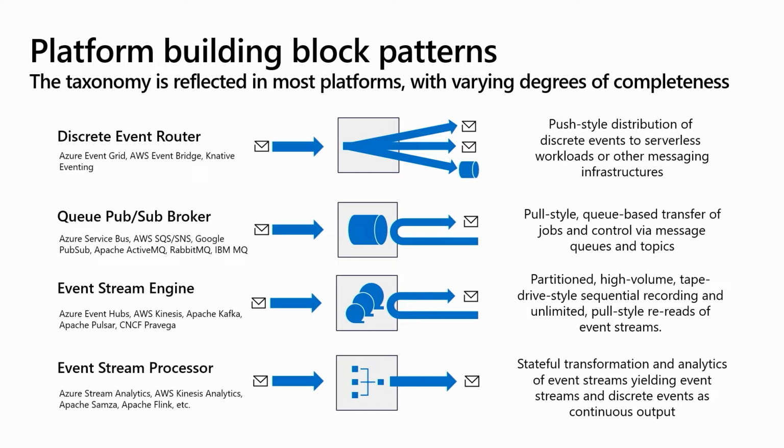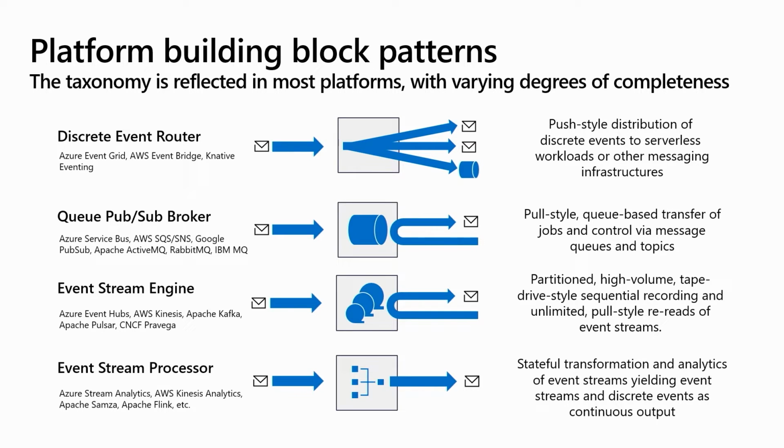There is the queue pub sub broker, a pull-style queue-based transfer of jobs and control via message queues and topics. This is the classic message broker that typically has capabilities like order delivery, dead lettering, sessions, message locking, transactional transfer, etc. Messages are consumed once and then destroyed.